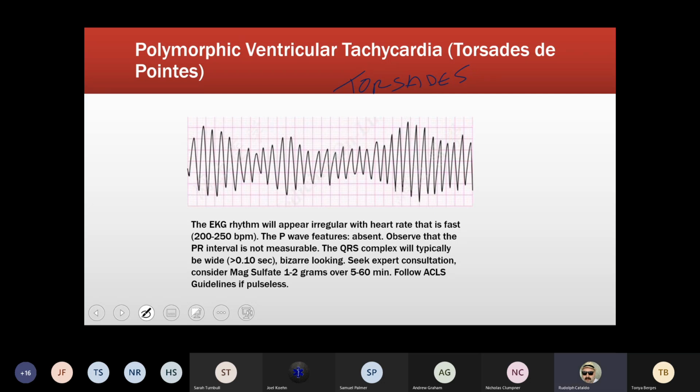It says it right there in that paragraph. Mag sulfate. Yep. Mag sulfate. Torsades, 9 times out of 10, is due to a magnesium deficiency. So we give mag sulfate to hopefully try to correct that. But also we still work it. CPR, defibrillation, we just can give mag during that whole process as well.